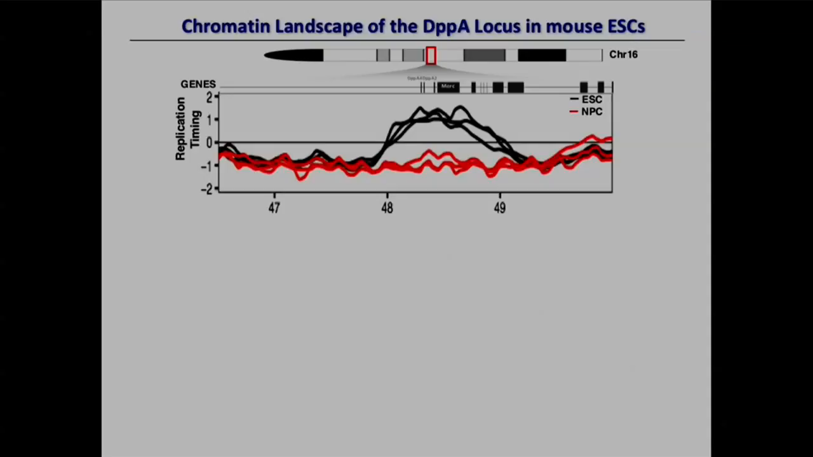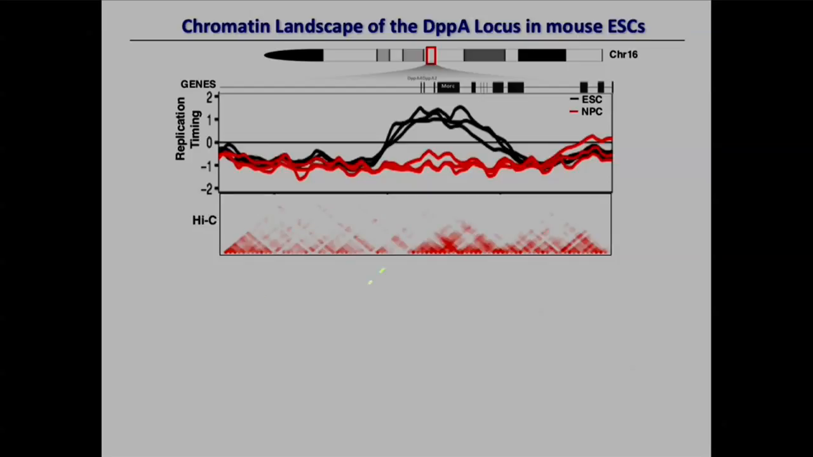The locus we are focusing on is on mouse chromosome 16. It has three genes, Dppa4, Dppa2, and Morc. This region replicates early uniquely in embryonic stem cells and switches to late replication upon differentiation to neural precursor cells and other cell types. The Hi-C heat map shows that the boundary of this domain aligns with the early side of this timing transition region, consistent with our previous findings.